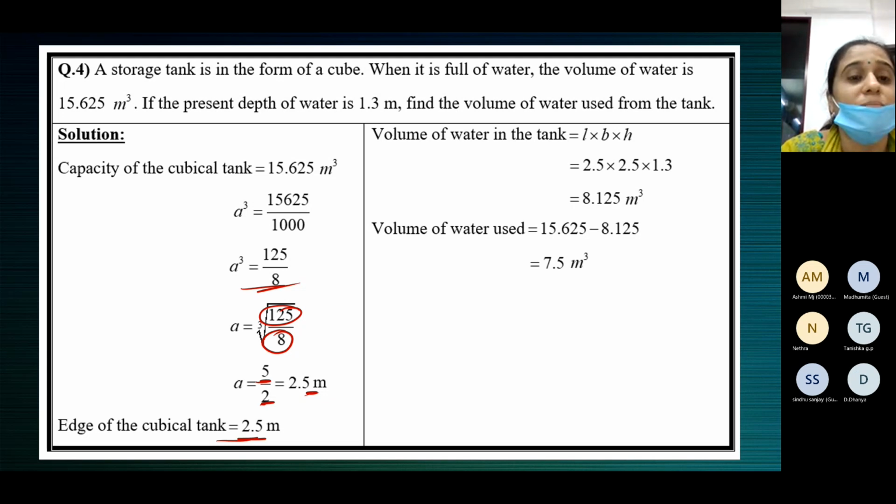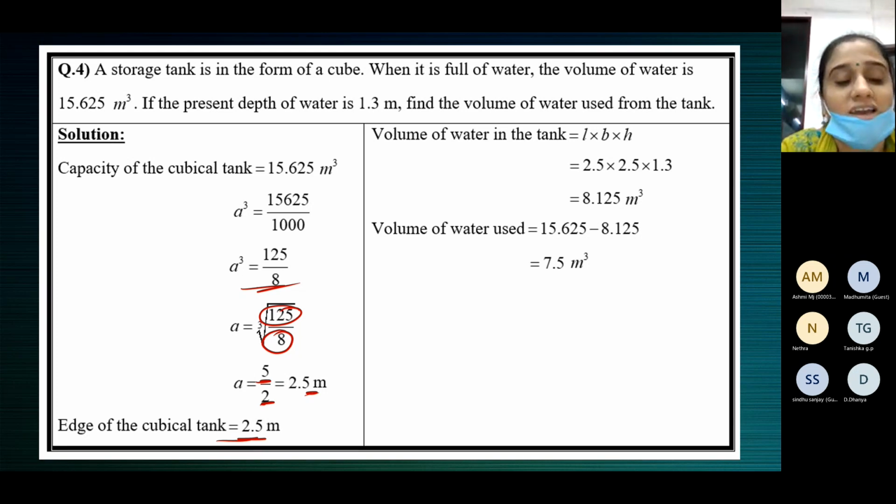Now, what is the question? If the present depth of the water is 1.3 meters, what is the actual depth of the tank, children? The volume is 15.625 meter cube. What is the actual depth of the tank? The present depth is 1.3 meter.